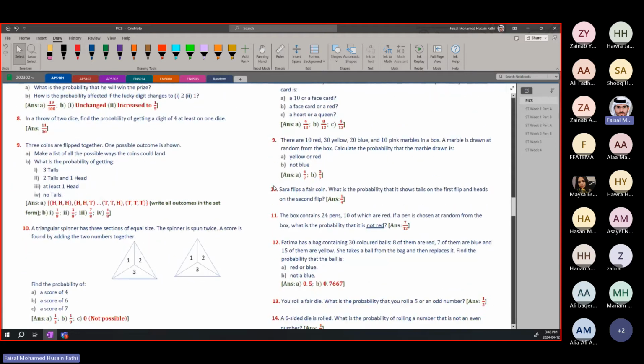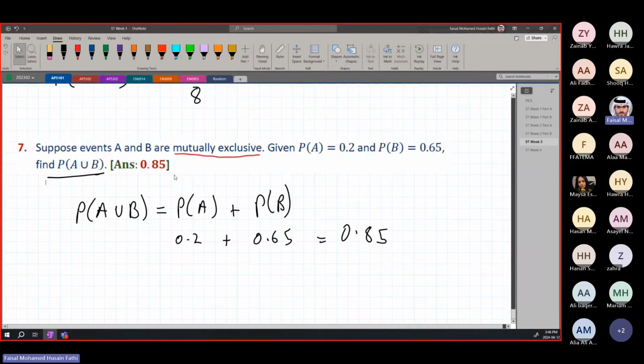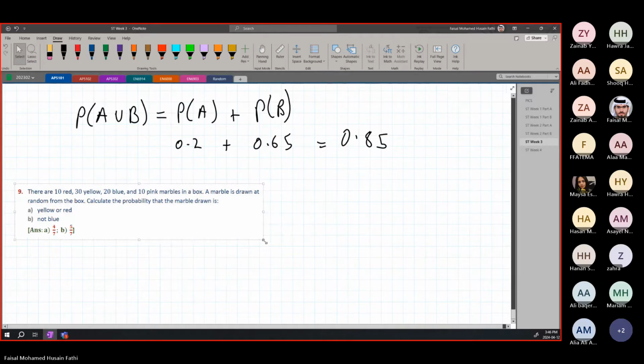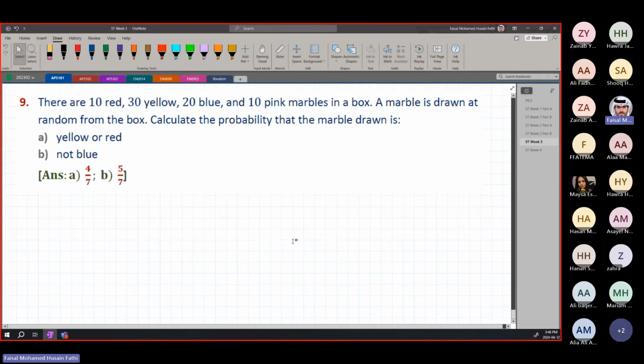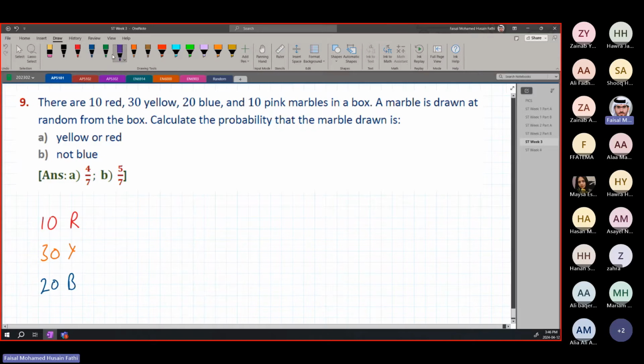Let's look at something a bit more interesting, like this question, question 9, week 3. There are 10 red, 30 yellow, 20 blue, and 10 pink marbles. So we have 10 red, 30 yellow, I'm going to use the color orange for it, 20 blue, and 10 pink, I'm going to use the purple color for it. Okay? Now, these are the total number of marbles we have in a box.